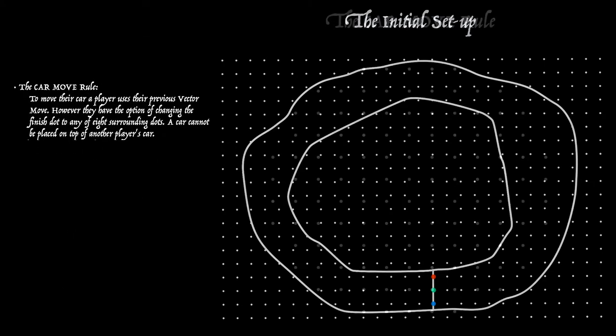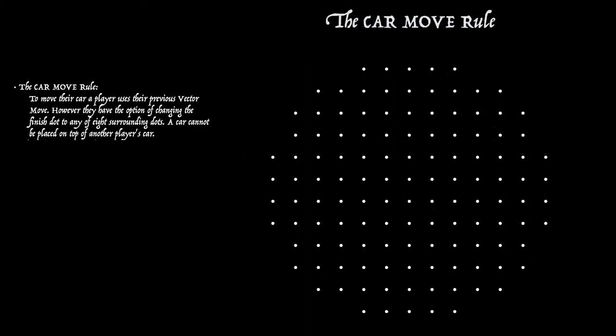So let's now get to the heart of this game. Let's examine the car move rule. How is it that you move your car? Well, suppose it's red's move. And suppose previously red had moved three squares to the right and one square up. Now, for their next move, red makes the same vector move. That's three squares to the right, one square up. However, red has the option of altering that so that it ends on one of the surrounding eight squares. So three squares along, one square up is a perfectly valid move. Another valid move would be two squares to the right, two squares up. Another possibility, four squares to the right, one square up. Two squares to the right, no squares up.